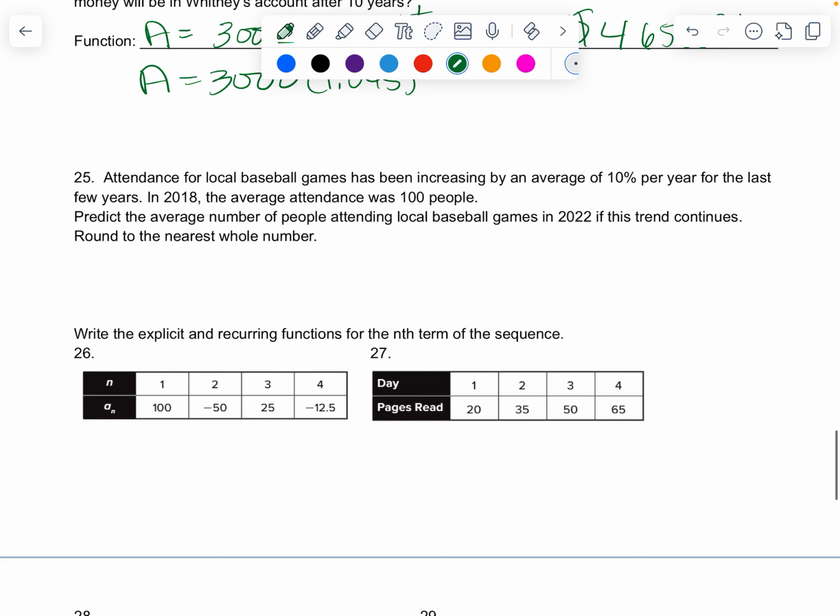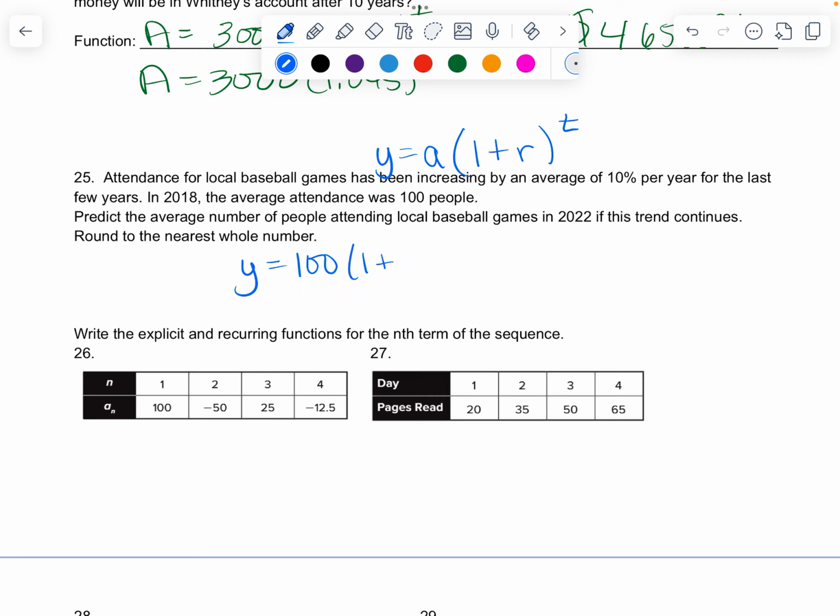Attendance for the local baseball games has been increasing by an average of 10% per year for the last few years. In 2018, the average attendance was 100 people. We're talking about people, boys and girls. So that means y is going to equal 1 plus our rate raised to the t. So how much did we start with? How many people did we start with? We started with 100 people.